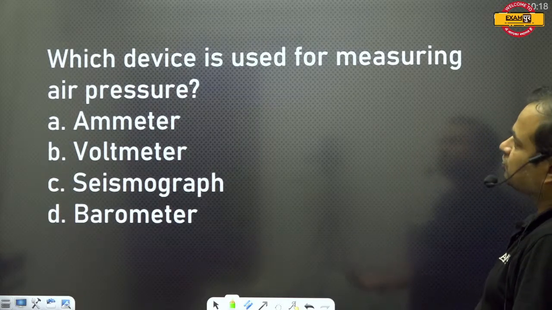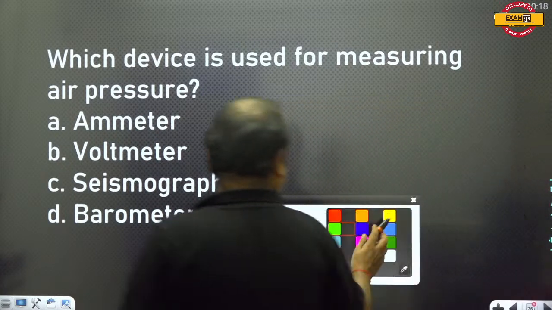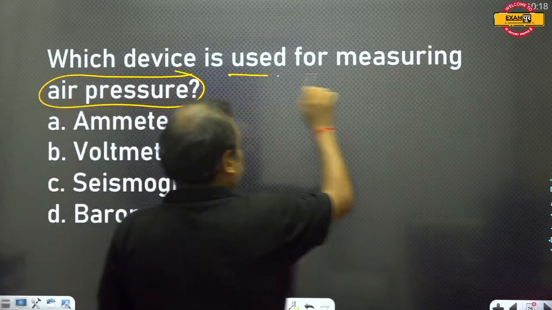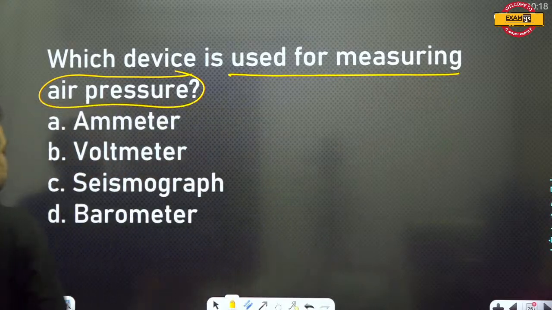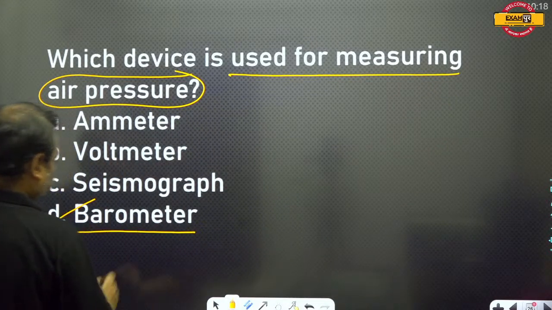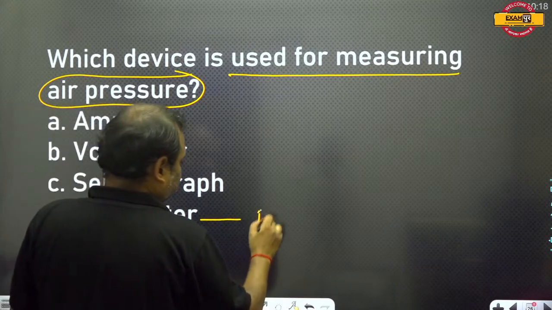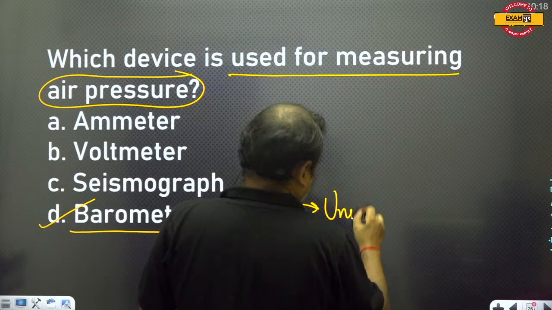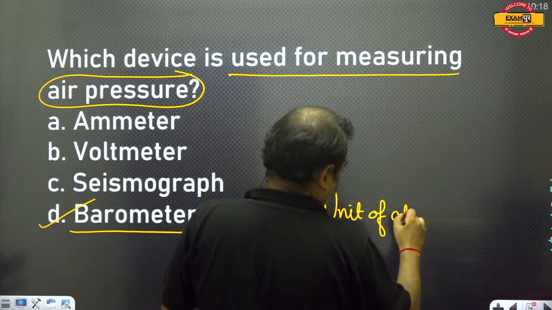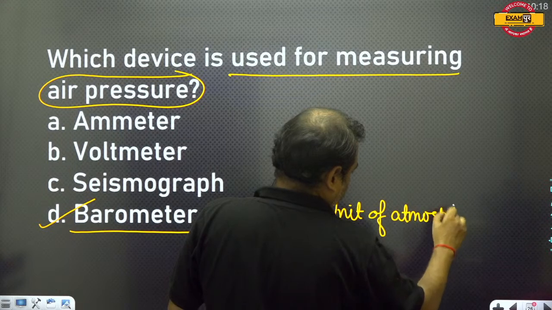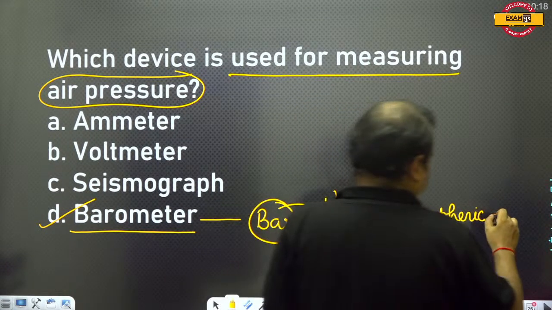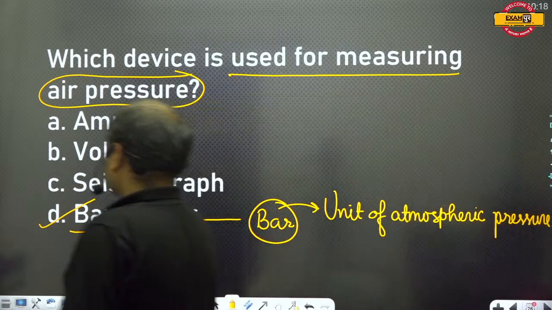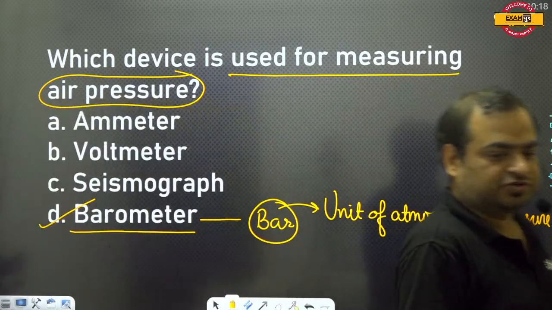Which device is used for measuring air pressure? This is a very good question. I have already told in my video lecture that to measure the air pressure, the barometer is used. Baro, actually bar, is the unit of atmospheric pressure. So bar is the unit of atmospheric pressure.